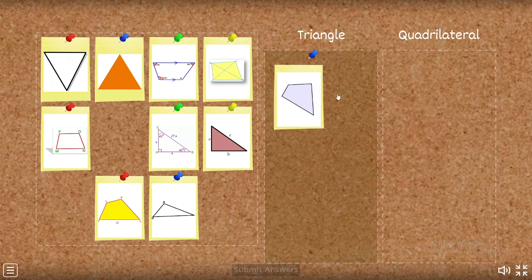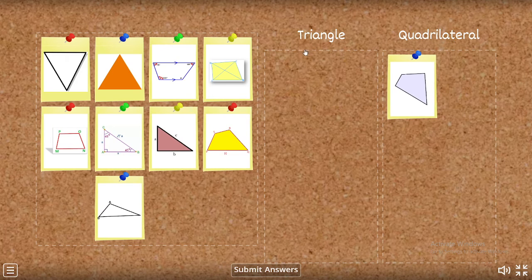Quadrilateral. Again, I remember triangle. Tri means three. Quad means four. Teacher, triangle, like triceratops, it has three. Yes, because tri means three. Quad means four. Easy, right? Next, how about this one?